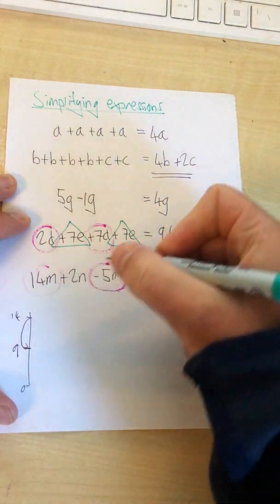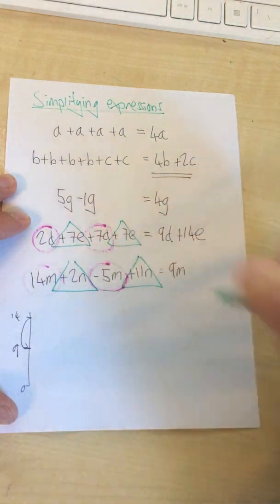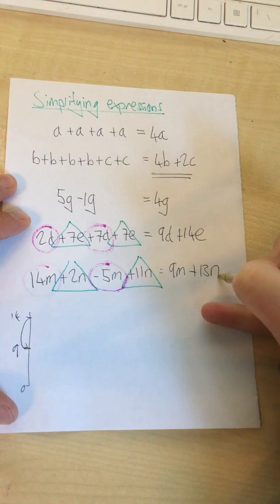And the second thing I'm going to get is this triangle here. Plus 2N plus 11N makes plus 13N.